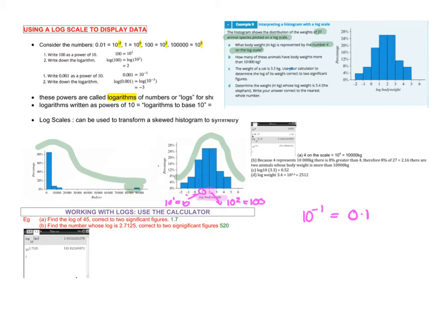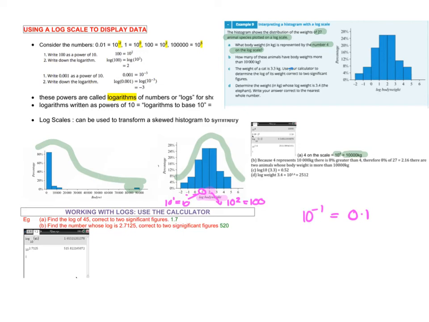So remember I said 4 means 10 to the power of 4. 10 to the power of 4 means 10,000 kilos. So if we said this animal has a log number of 4, it must weigh 10,000 kilos. If I said it had a log score of 4.5, it would be somewhere between 10,000 and 100,000. Can you see that?